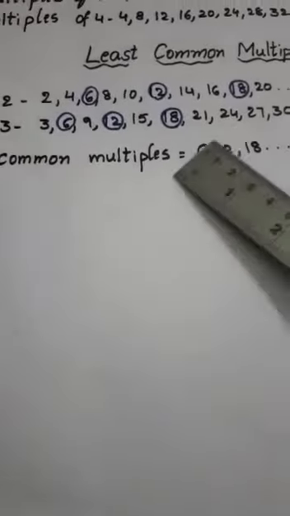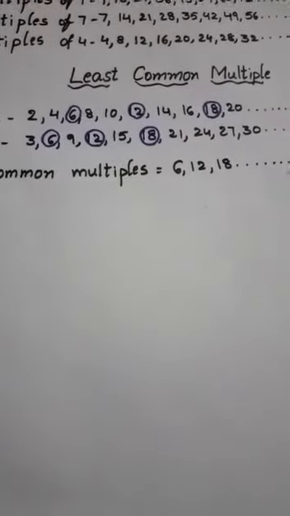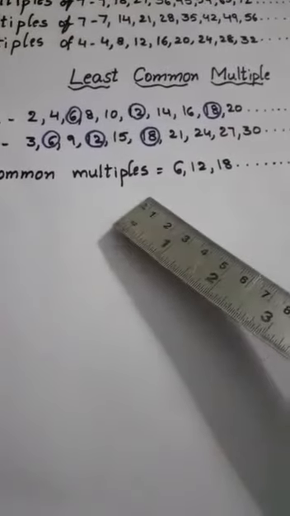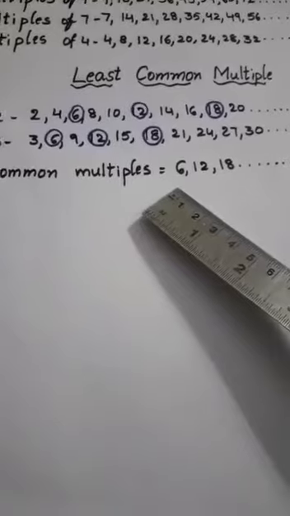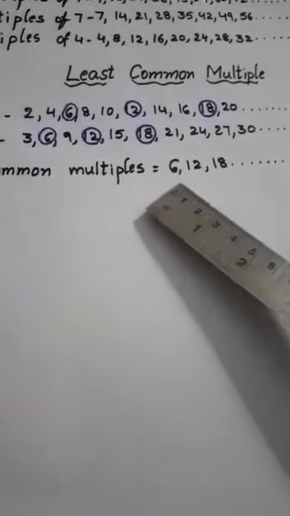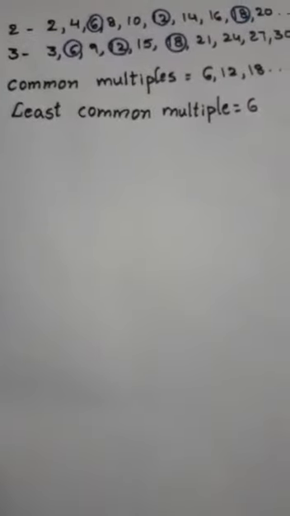Now in these common multiples, what are the multiples here? 6, 12, 18. In this, which is least? 6. These are common multiples. In this, if you take least one, then it is least common multiple or not. Now what is least common multiple in this? 6. Least common multiple is equal to 6.